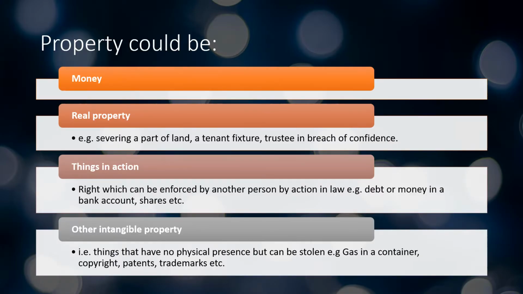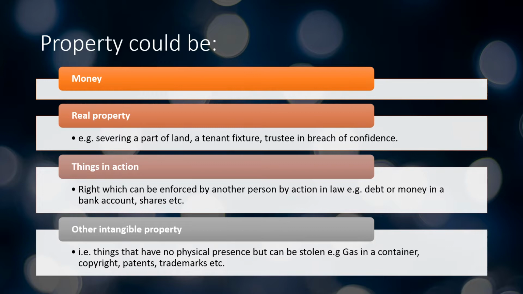When we talk about money, that is cash money. So it's not money in the bank, because that is something you can't physically touch. So it's money that you can touch. Real property concerns land or severing part of land. So this could be things like a tenant's fixture, something attached to land. Things in action are things like rights which can be enforced by another person. So it could be a debt or money in a bank account or shares. Again, things which need something to be enforced and things which need action on them.